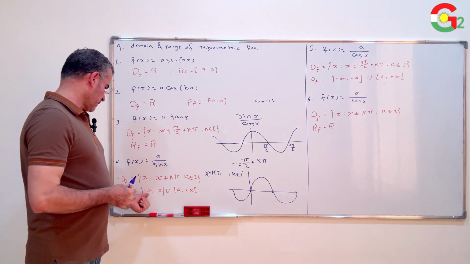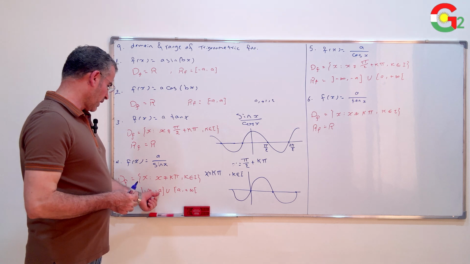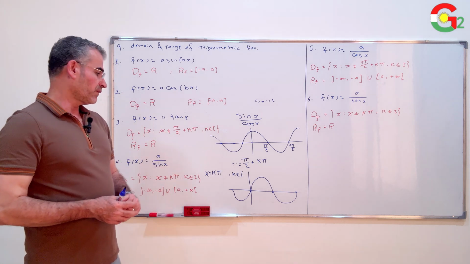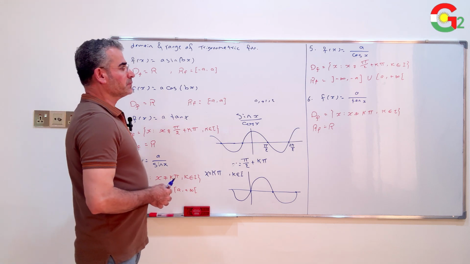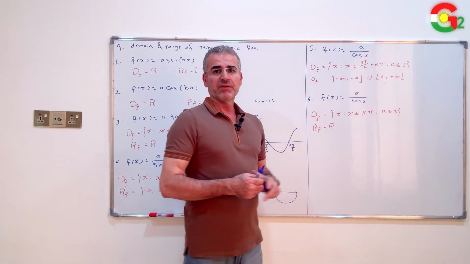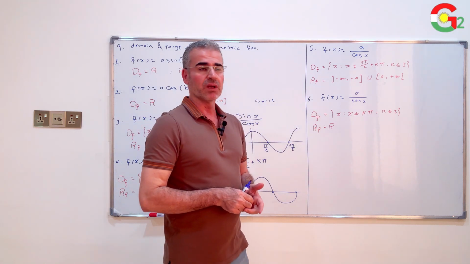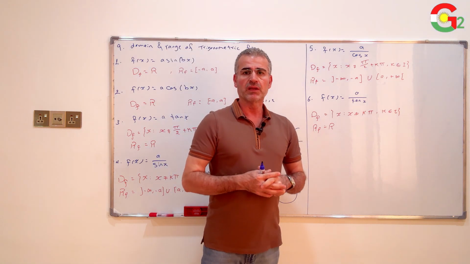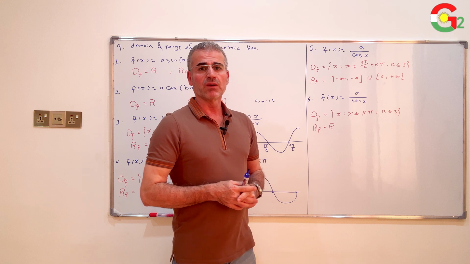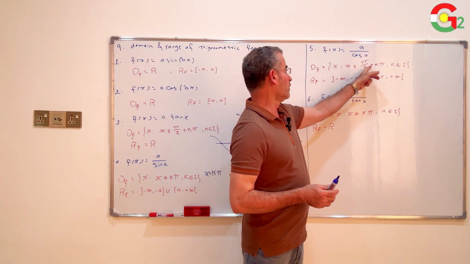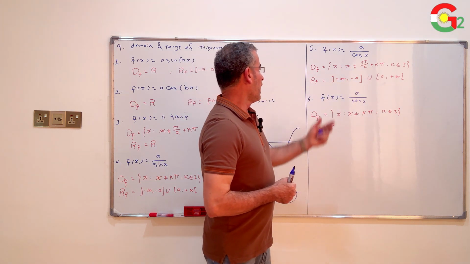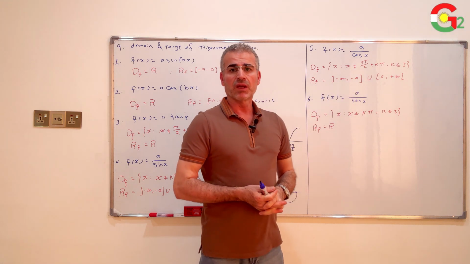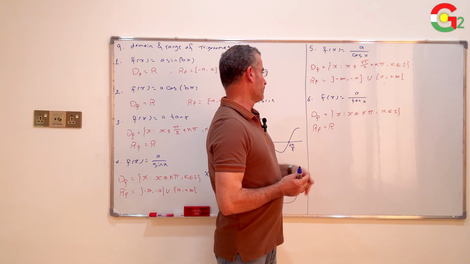For the range, it is from negative infinity to negative a, union a to positive infinity. Number 5, f of x equal a over cosine x. The domain is also all real numbers except those that make cosine 0, pi over 2 plus k pi. And the range is also from negative infinity to negative a, union a to positive infinity.